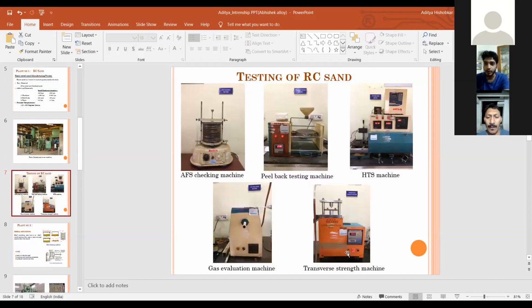Moving forward, as the resin sand was being prepared, five types of testing machines were used here. The first was the AFS checking machine, then the peel back testing machine, HTS machine, gas evaluation machine, and transfer strength machine.